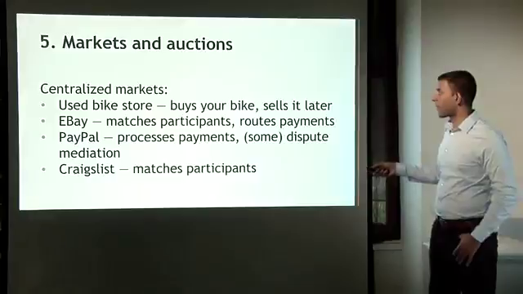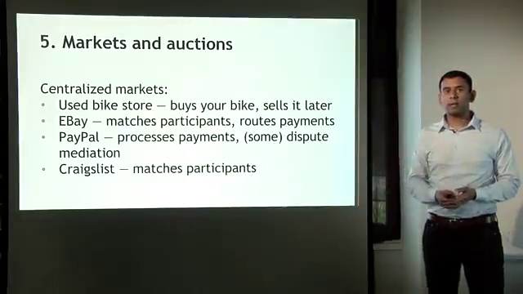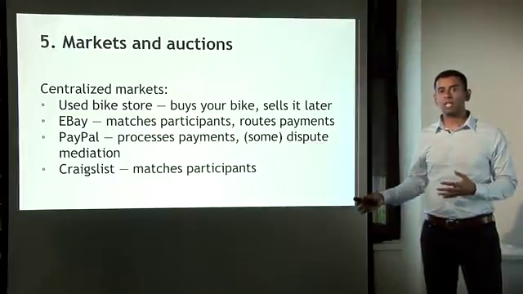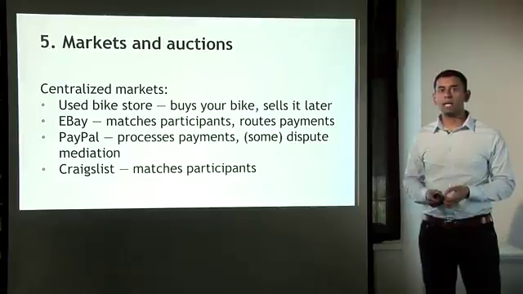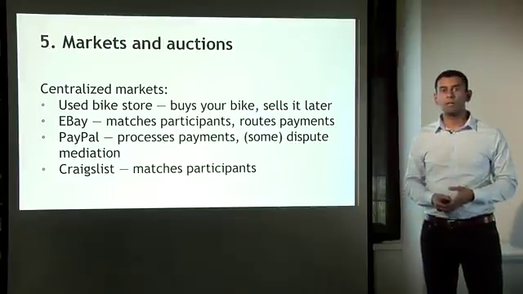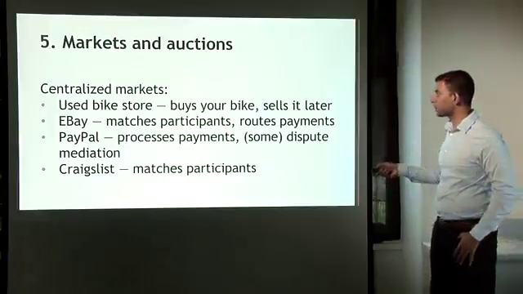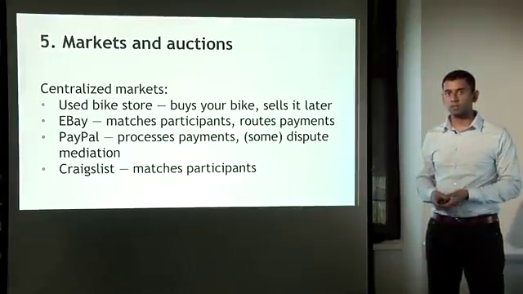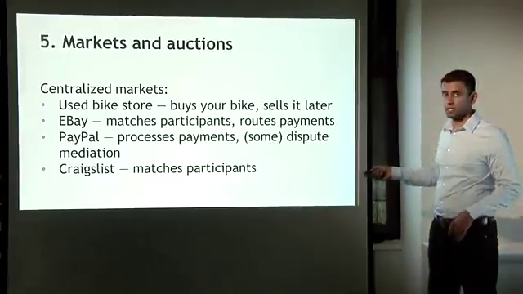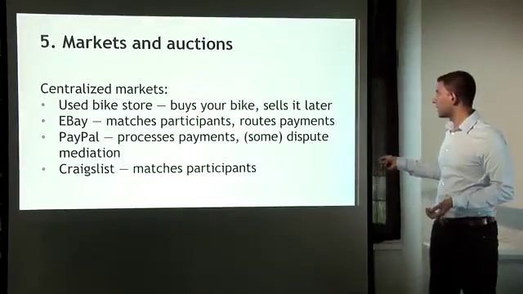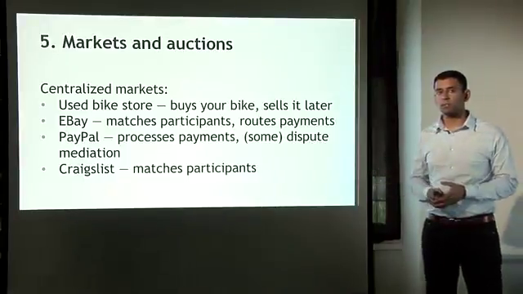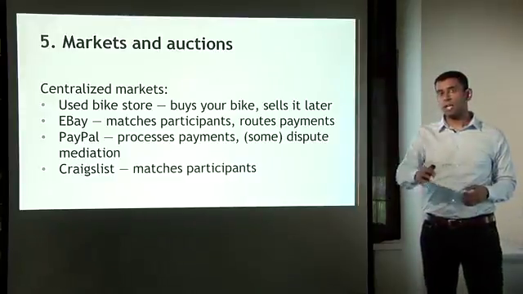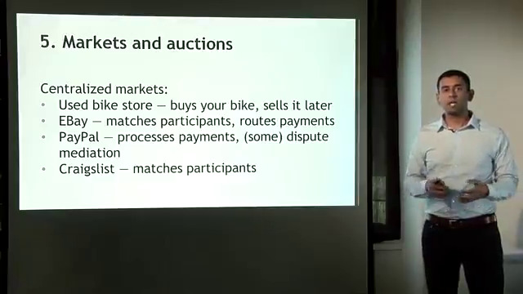A used bike store is basically where you go and sell your bike, and so you have a separate transaction with them selling your bike for money, and then they have a separate transaction with somebody else reselling that bike, and you don't directly interact with the person who eventually rides away with your bike. So that's one model. Another model is eBay, which only matches participants and routes payments. PayPal is a payment processor. They don't match participants, but another function they perform is that they do a limited level of dispute mediation. And finally, you have the Craigslist model, where they're not actually involved in the exchange at all in any way, except for matching participants together.